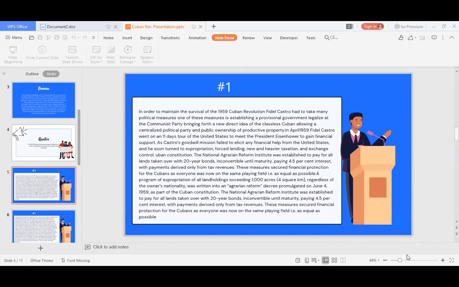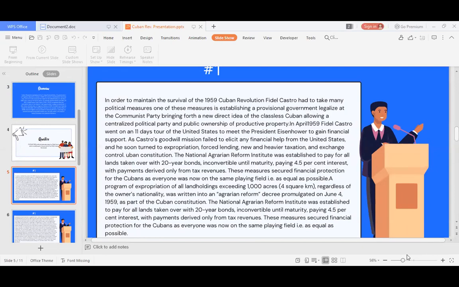Bringing forth a new direct idea of the classless Cuban, allowing a centralized political party and public ownership of productive property. In April 1959, Fidel Castro went on an 11-day tour of the United States to meet President Eisenhower to gain financial support. As Castro's goodwill mission failed to elicit any financial help from the United States, he soon turned to expropriation, forced lending, new and heavier taxation, and exchange control.